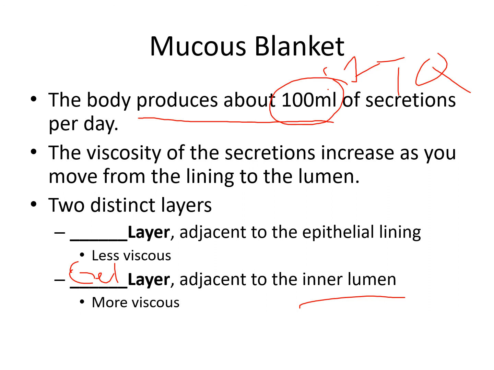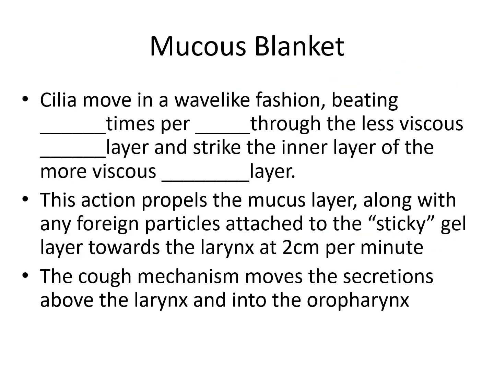The layer adjacent to the epithelial lining, so the ones closest to the tissue, is going to be very thin and watery. What's that called? Remember, that's the sol layer. The sol layer is very thin, watery. That's going to allow the cilia to beat very freely overall. So the gel and the sol layer are your two layers. Which one is thick and sticky? The gel layer. Which one is thin and watery? The sol layer. Which one is on top? Well, the gel is going to be on top. So these are all things that you should be going through.